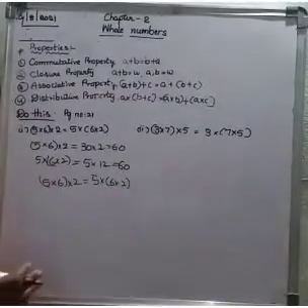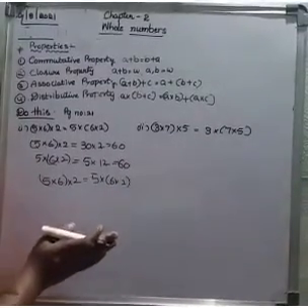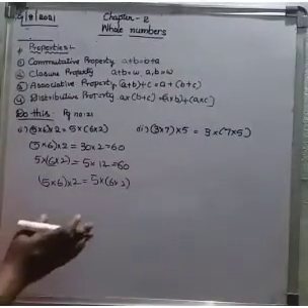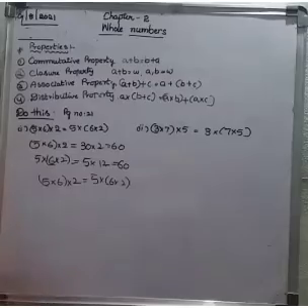Therefore, 5 into 6 into 2 equal to 5 into 6 into 2. This is the multiplication associative property over whole numbers.